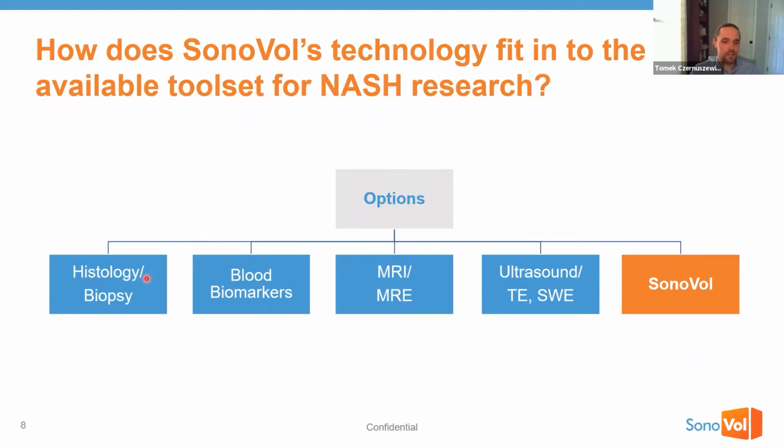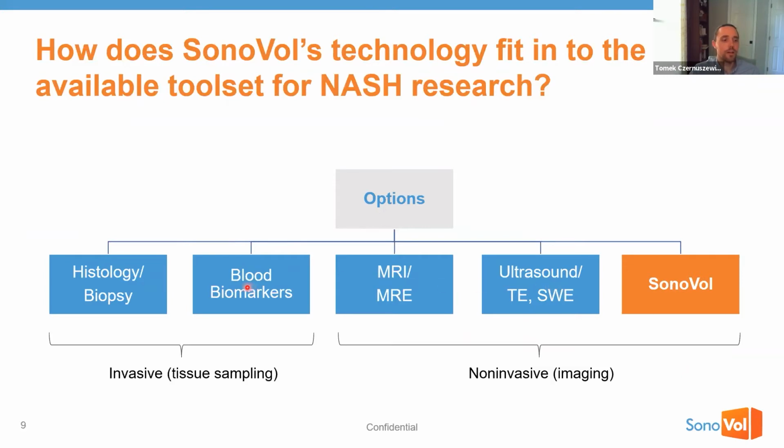It breaks down into these 4 major buckets, or really 2. How do you know what's happening in the liver? We have invasive tissue sampling, which is covered by histology or blood biomarkers. And then we have non-invasive techniques, which really rely on imaging. In this case, the liver is best suited by imaging with MRI and ultrasound.